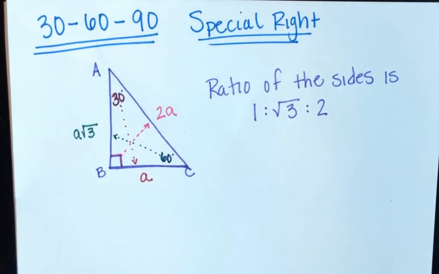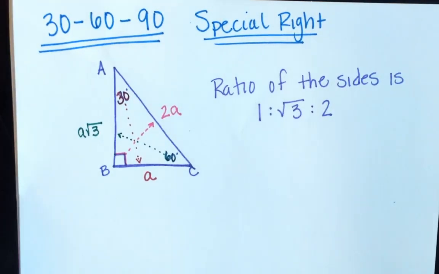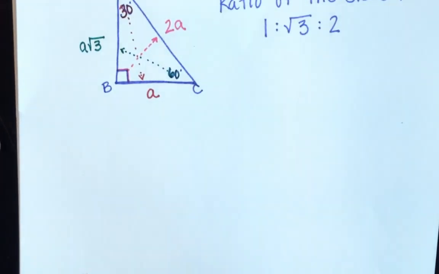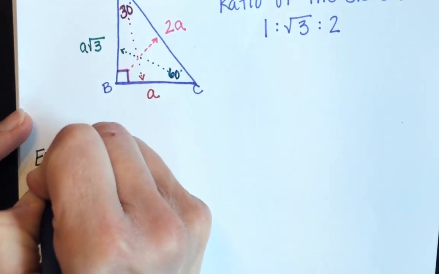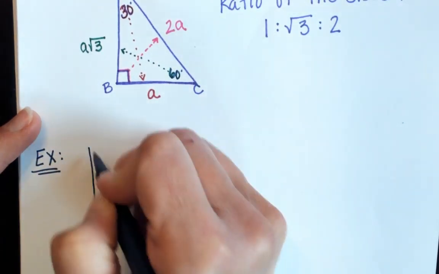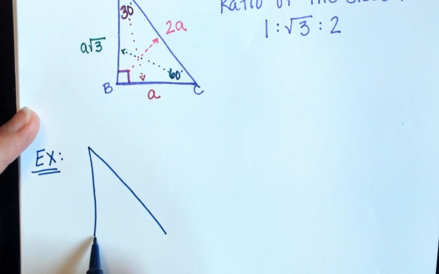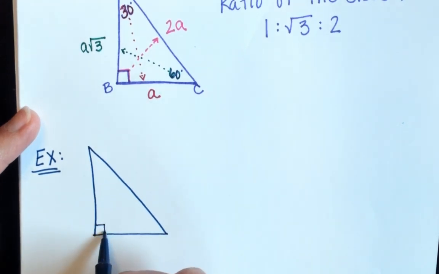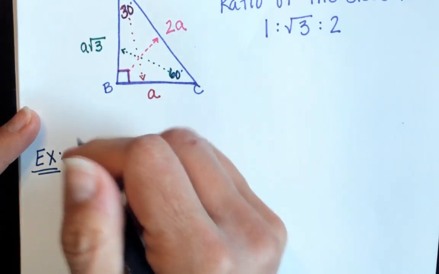Now, what you saw us do with our 45, 45, 90, we're going to do with our 30, 60, 90. Same setup. We're going to identify our sides, label them with our formula, and solve the same way. So let's start off with pretty much our same picture.